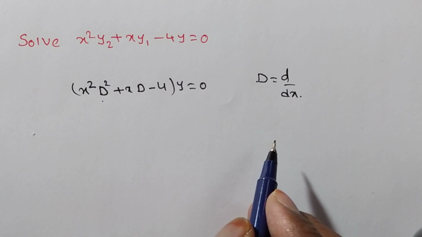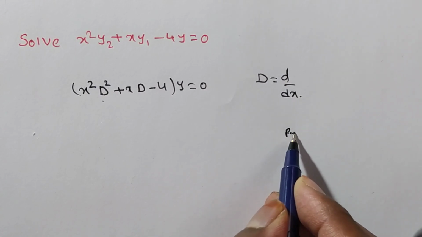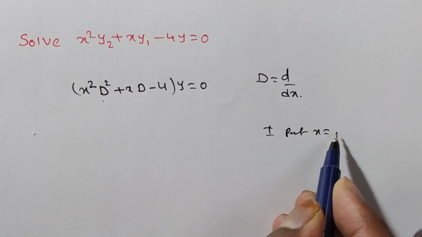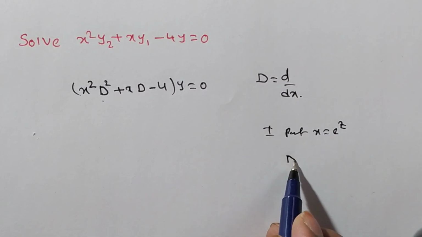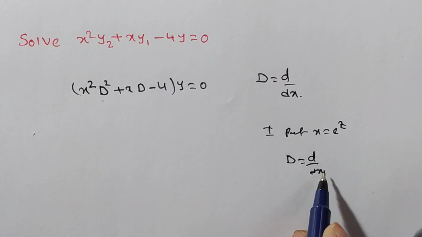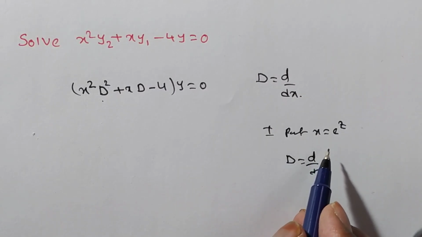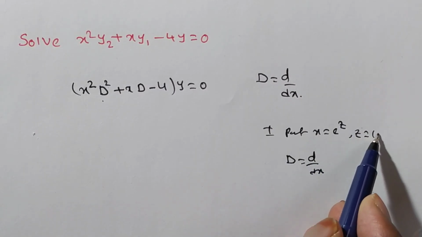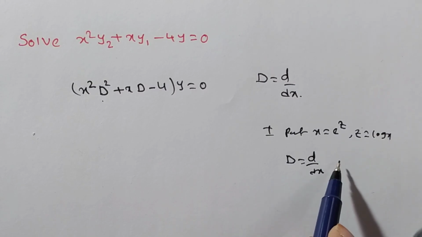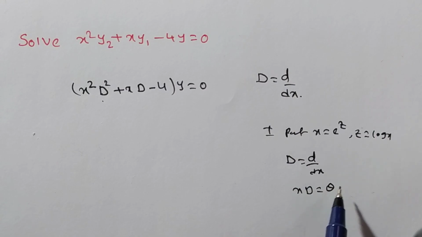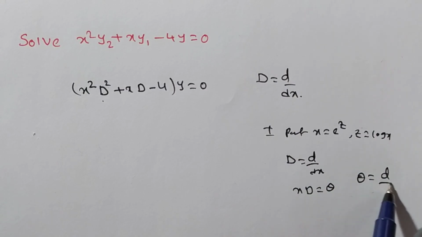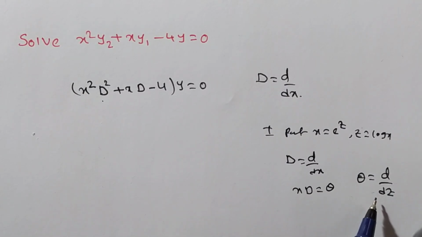In the first step, we have to put x is equal to e to the power of z. Next, here d is nothing but d by dx. X is equal to e to the power of z, then z is equal to log x, where d is d by dx. We are converting this xd into theta, where theta is denoting d by dz. Nothing but we are differentiating with respect to z. Theta is nothing but differentiation with respect to z.